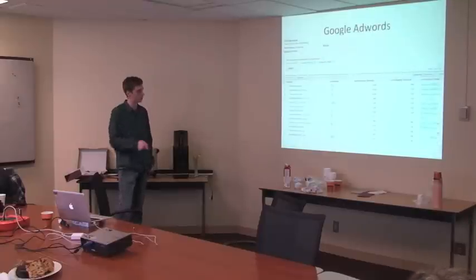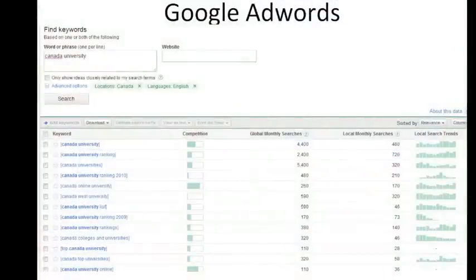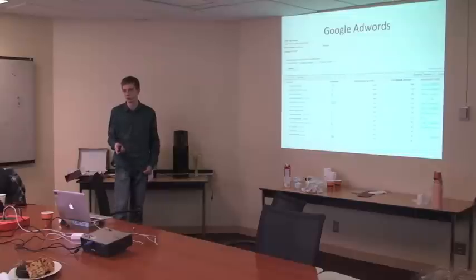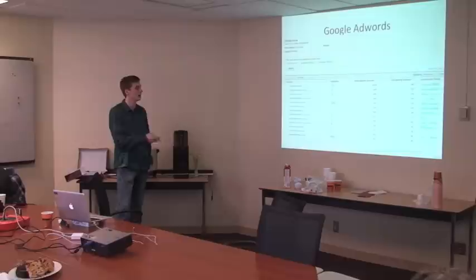Google AdWords lets you do keyword research. I mentioned that Canada University has 4,400 searches a month. This is how I know that. Google AdWords tells me 4,400. The competition is medium. That means you'll be paying a little bit more to buy a link, to buy an ad, and it will also be harder to rank organically. And we have 20 minutes of time still, so that's good.